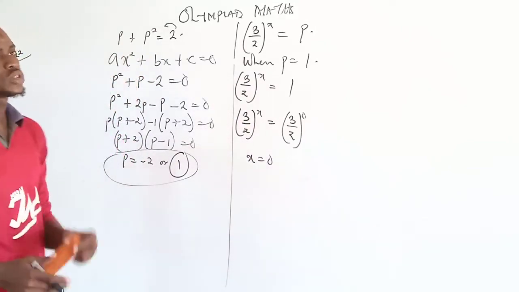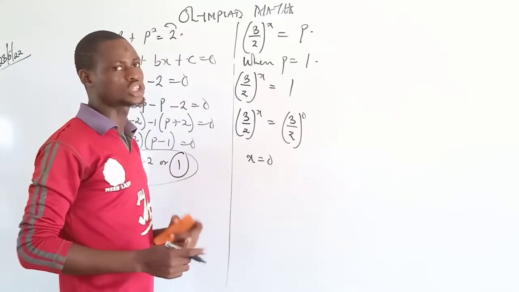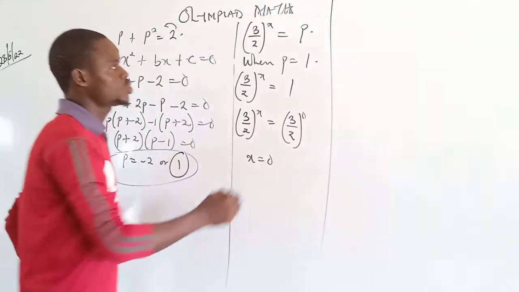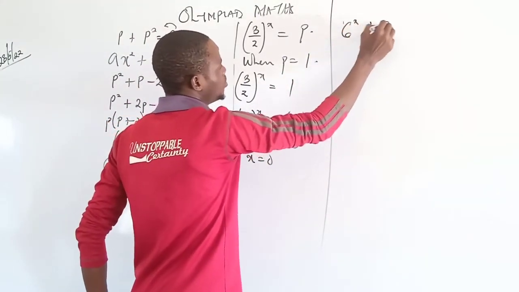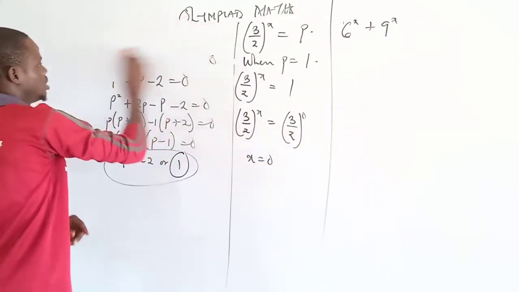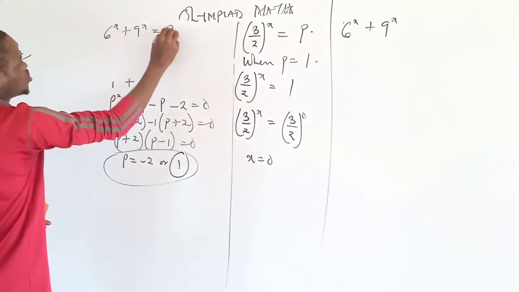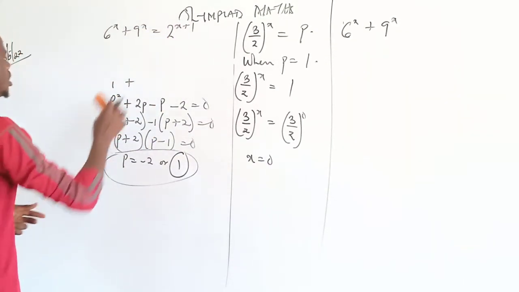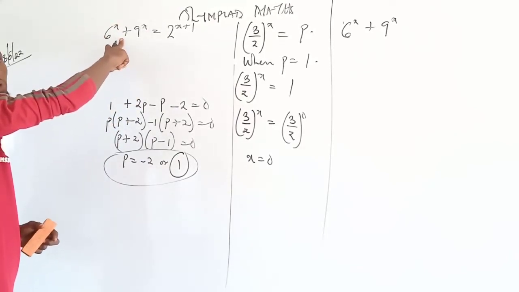Now, let's try to verify if we are going to get this equation right or not. From here, let's substitute back. The equation said, if I have 6 raised to power x plus 9 raised to power x, let me try to bring it here back. 6 raised to power x plus 9 raised to power x equals 2 raised to power x plus 1. Now, if x is equal to 0, let's see what we're going to get. Now, let's substitute x to be 0 in this equation here.